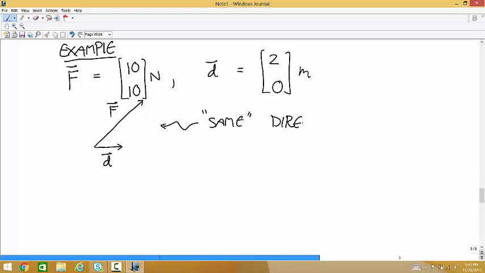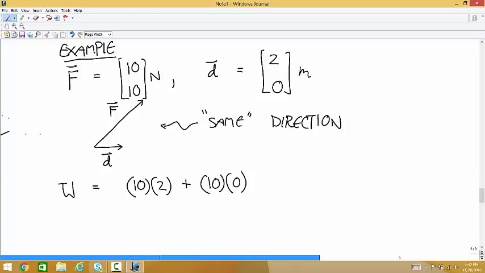Same direction. And so to do this calculation, the work is equal to the x components multiplied together plus the y components multiplied together, which equals 20, and the units are joules. And since it's positive, we know that energy is added.